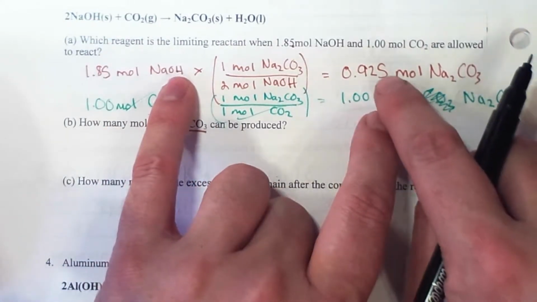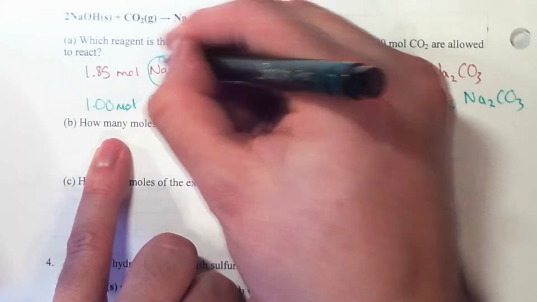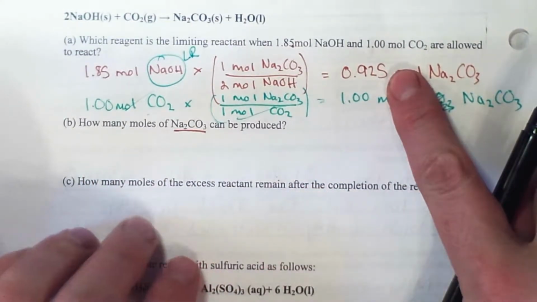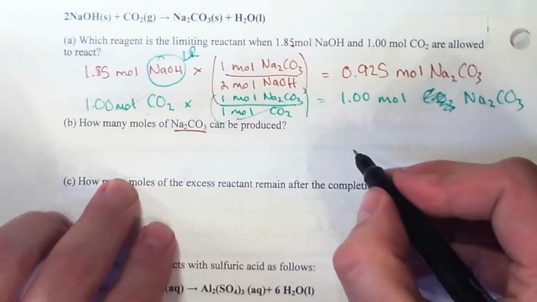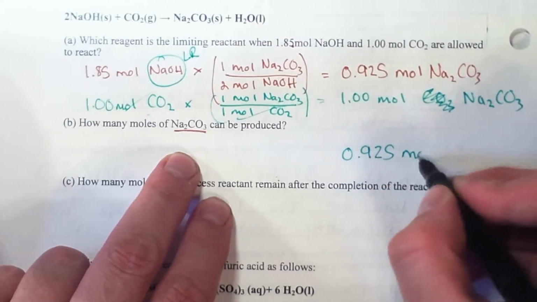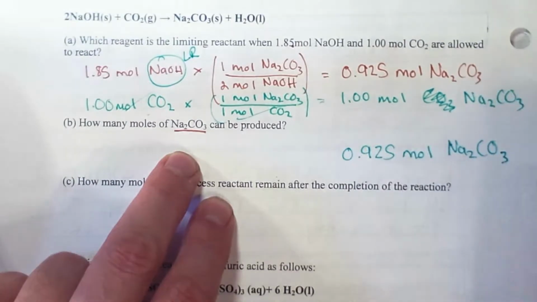Sodium hydroxide produced a fewer number of moles of product. So sodium hydroxide is my limiting reactant. It produced the fewer amounts of Na2CO3. And now I also have the part B answered in this one step.